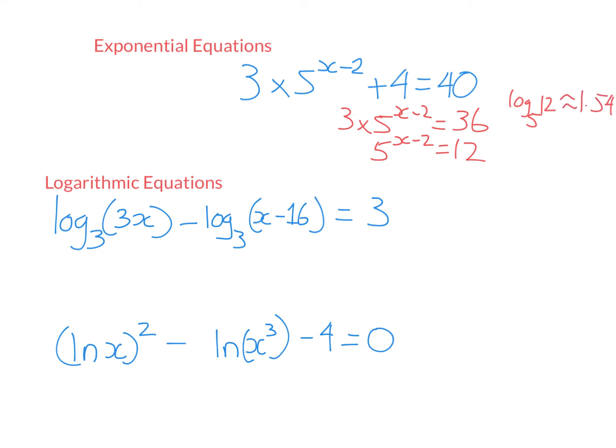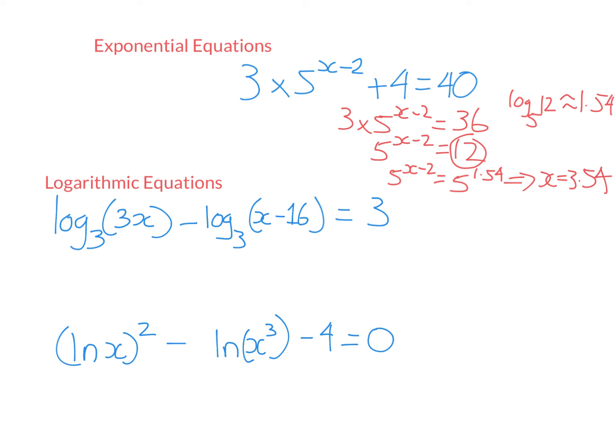So what does this actually mean? Well, this means that 12 is 5 to the power of 1.54. So now we simply have x minus 2 equals 1.54. Add 2 to both sides, you get x is 3.54 to 2 decimal places, and then we're done.